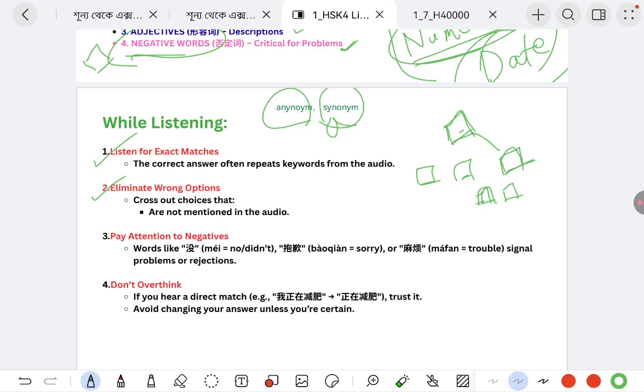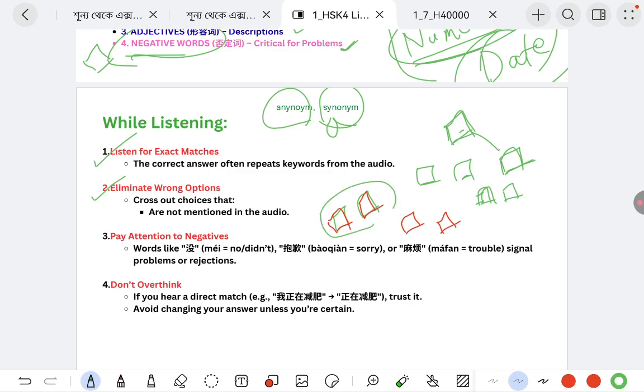Tip number 4, eliminate the wrong answers. Most of the time, be careful, most of the time two options are related to the audio. Another two options have no relation with the audio.